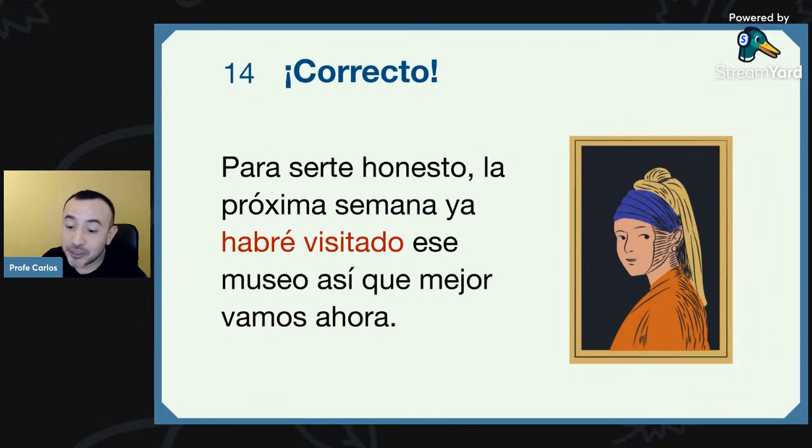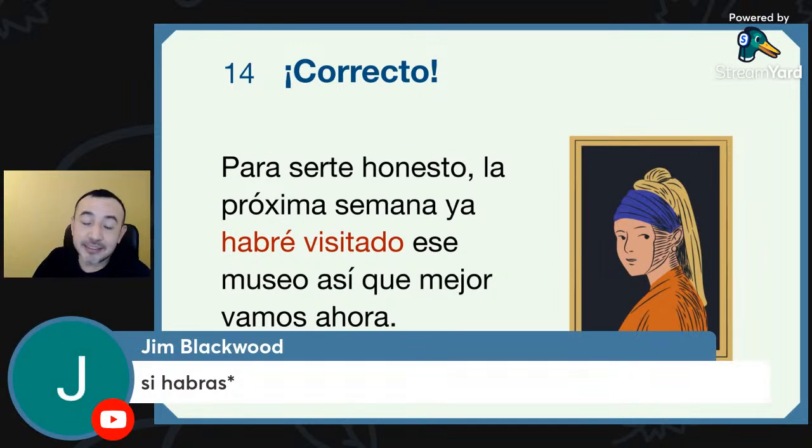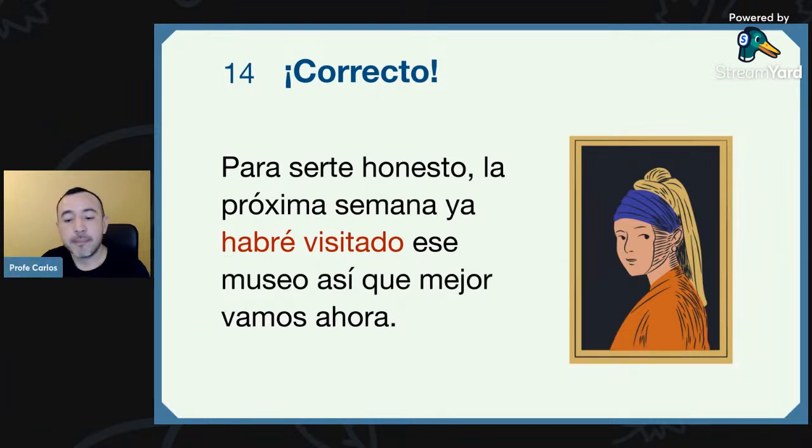Actually, Jim, if you put habrás, it does work. It is okay. But now you're not talking about yourself. You're talking about that person, that you know that person, and they will have visited the museum by next week. So in that case, it works as well. But it is correct what we're trying to say. It's intricate, but it's correct. Good. Now, let's do the last one.